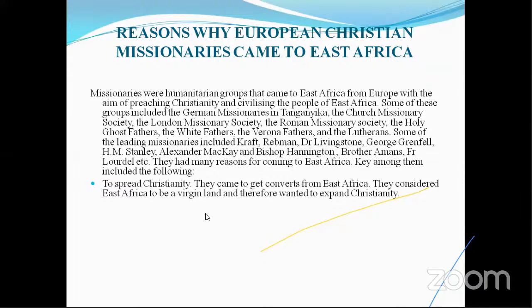to Christianity. But again, they also knew that Arabs had already come to East Africa. They were spreading Islam in East Africa. So they wanted to come and convert many that had gone to Islam, convert them to Christianity. So that is the reason one as to why these missionaries came to East Africa.